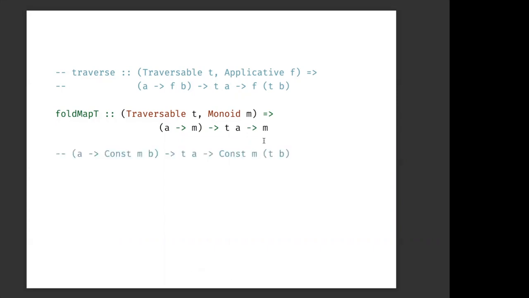So if we substitute const m into traverse, we have a arrow const m b, arrow t a, arrow const m of t b. If you peel away the fact that const m of b is really just an m, you get a arrow m, t a arrow m, which is exactly foldmap. So like we did with fmap, we apply the function in foldmap to get the m. We wrap it up into a const to make traverse happy. We traverse over it, and we get the const of m t b out, which is really just an m underneath, and then we just unwrap it to satisfy foldmap. What happens inside traverse is it has all these const values together and it's trying to smash them all together. And the applicative instance for const is really just using the monoid instance for the first type parameter. So that's foldmap in terms of traverse.